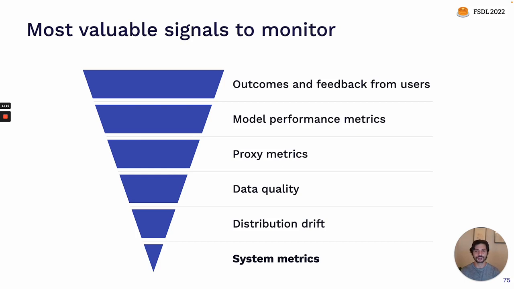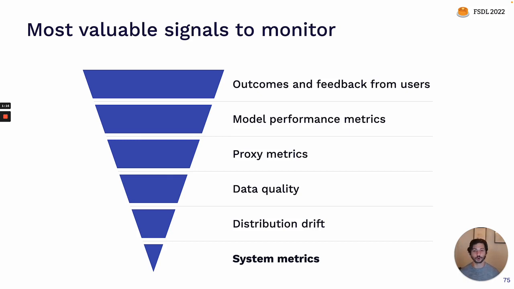The last thing you should consider looking at is your standard system metrics, like CPU utilization or how much GPU memory your model is taking up, things like that. Those don't really tell you anything about how your model is actually performing, but they can tell you when something is going wrong. Okay, so this is a ranking of all the different types of metrics or signals that you could look at if you're able to compute them.